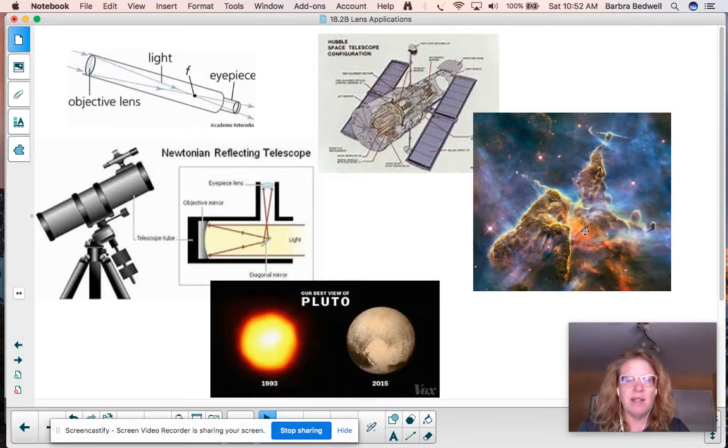But this is a colorized, assisted view of one of the images that was produced. This is not the actual real color, but one of the views of one of the big nebulas that's out in space. It's pretty cool. I can't remember if that's the Horsehead Nebula or which one I picked.